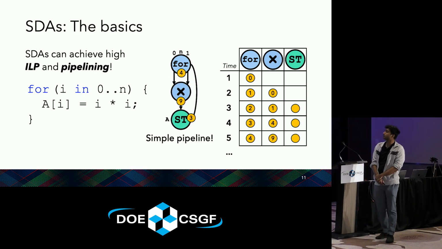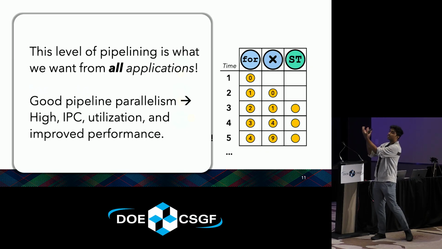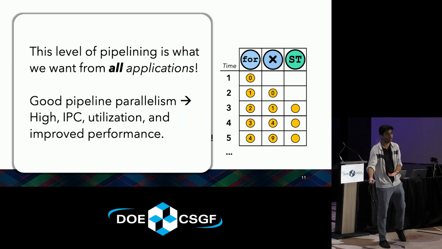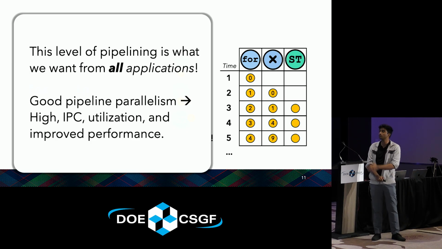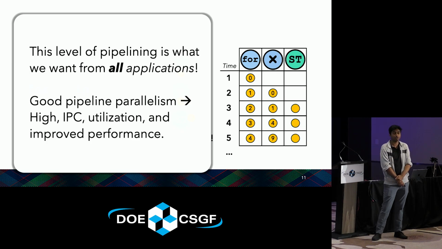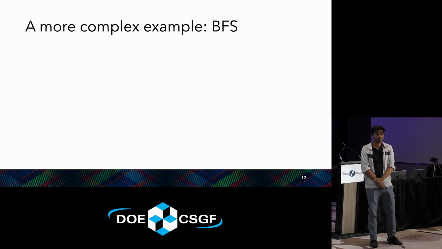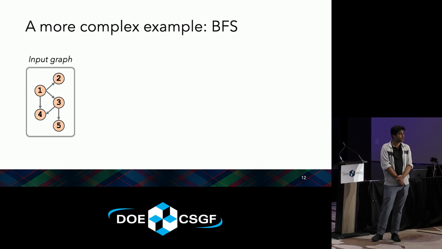And so this is really good because the more dense this pipeline diagram looks, that means the more pipelining we have, the more parallelism we have. So this is good. This is what we want to see in the best case for all the applications. Now, unfortunately, there are applications where this is a problem. So BFS, or breadth first search, is one.